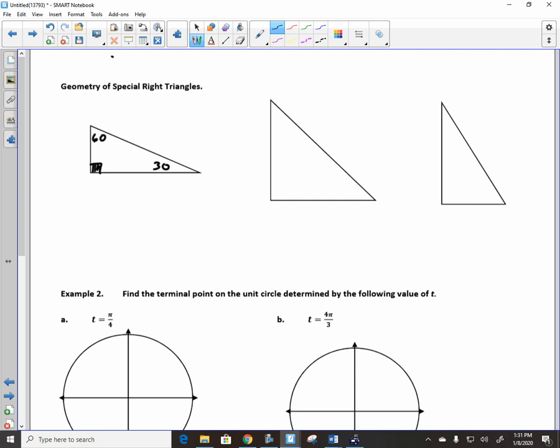Here's what's great about a 30, 60, 90 triangle: it is exactly half of a 60, 60, 60 triangle. What's true about a 60, 60, 60 triangle? All the sides are the same because it's an equilateral triangle, right? So look at what happens here. A 30, 60, 90, we slice it in half.